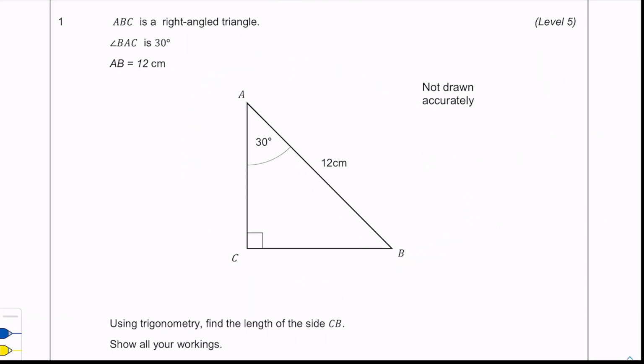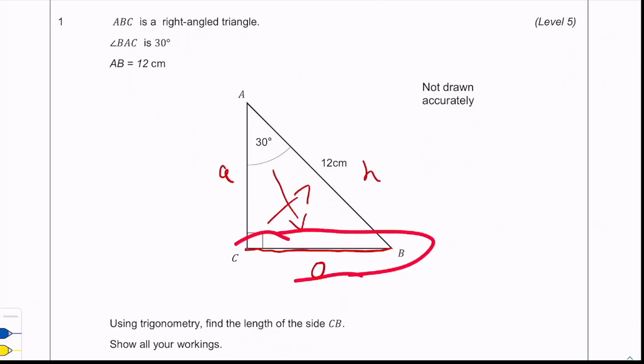Okay, so the first question for trigonometry, specifically sine, cos and tan, is this triangle here, and we need to find the length of the side CB. Let's first of all label where that is. It's this side here. So the first thing to always do is label our triangle. Opposite the right angle is our hypotenuse. Opposite the angle in the question, which is 30 degrees, is our opposite side, and the remaining side is our adjacent.